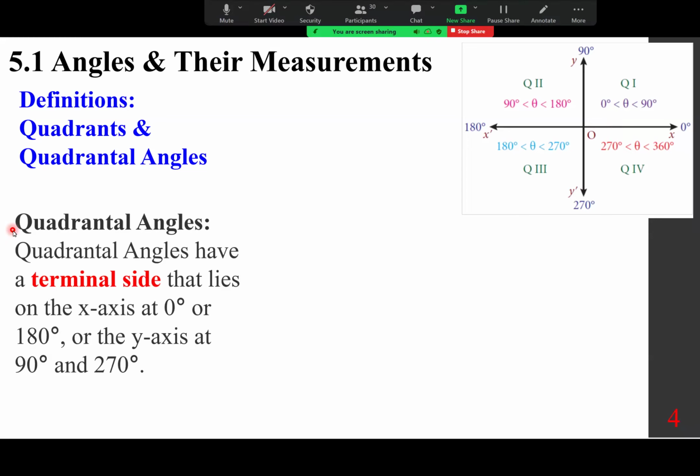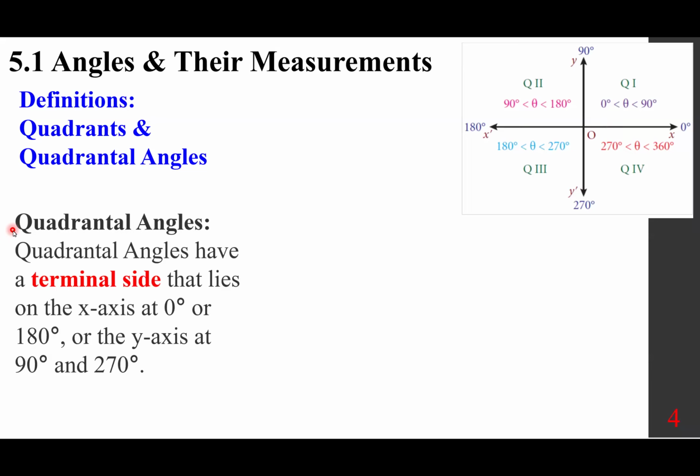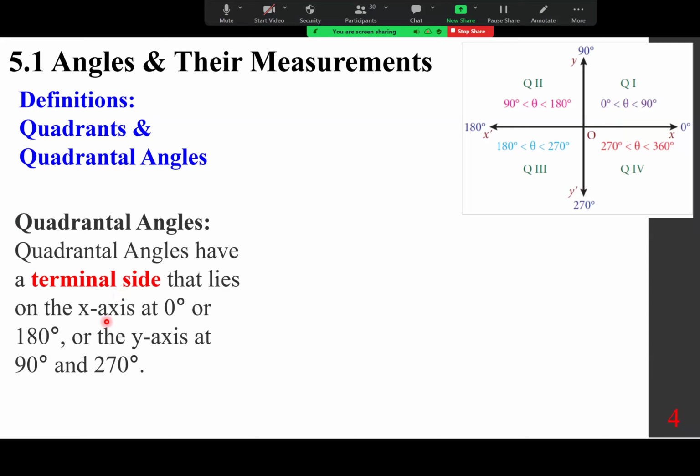Okay, could the next person read this part for us, please? Milo. Yep. Quadrantal angles have a terminal side that lies on the x-axis at 0 degrees or 180 degrees, or on the y-axis at 90 degrees and 270 degrees. Excellent.